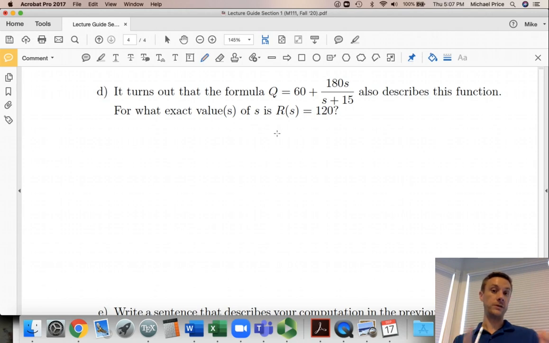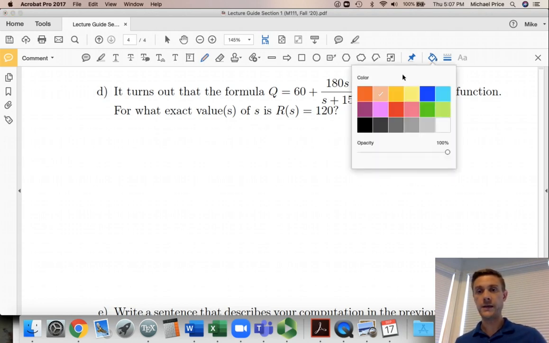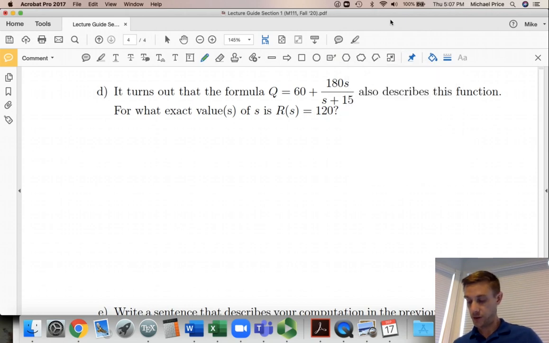It turns out this is actually the equation that's giving us that nice blue curve. And the question we're supposed to answer is, for what exact value of S is R of S equal to 120? So basically the question we could have answered before. Okay, so just like in our previous video where we looked at functions from formulas, we can take a look at this expression, R of S, on the left side there, and say, look, I know what that formula is. It's just this thing you gave me up above. So wherever we see R of S, we would be just as correct writing 60 plus 180 S over S plus 15.